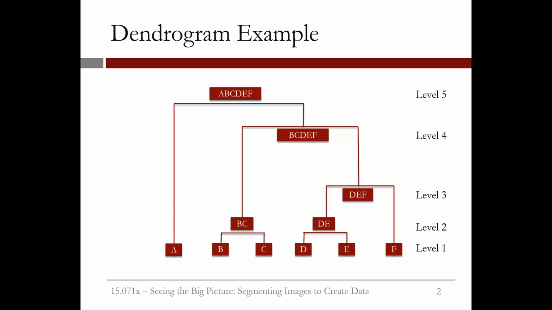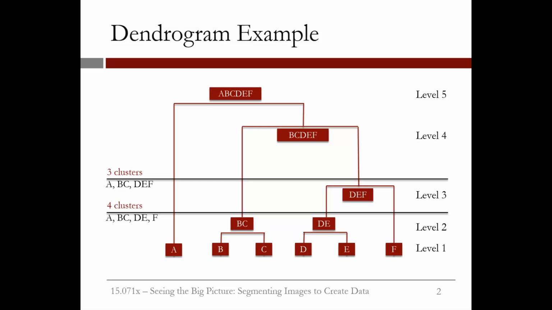Now, cutting the dendrogram at a given level yields a certain partitioning of the data. For instance, if we cut the tree between levels 2 and 3, we get 4 clusters: A, B, C, D, E, and F. If we cut the dendrogram between levels 3 and 4, we obtain 3 clusters: A, B, C, and D, E, F. And if we were to cut the dendrogram between levels 4 and 5, then we get 2 clusters: A and B, C, D, E, F.